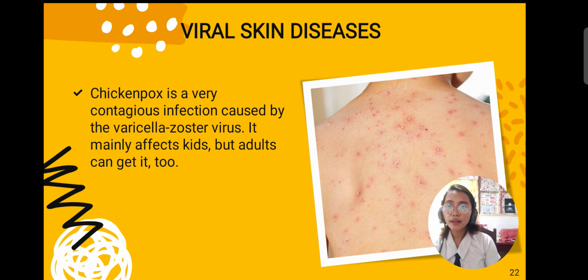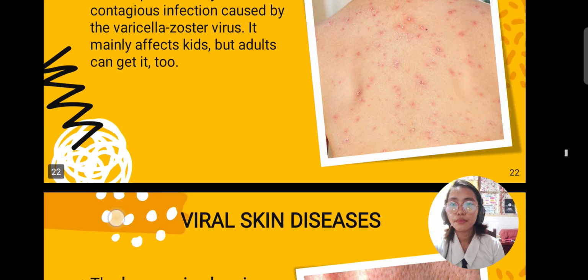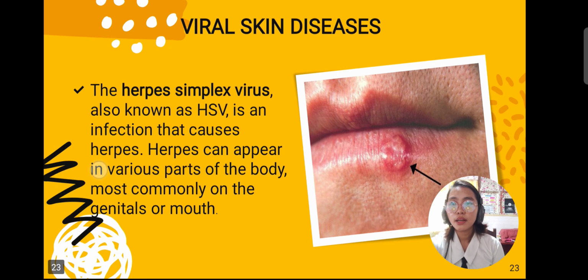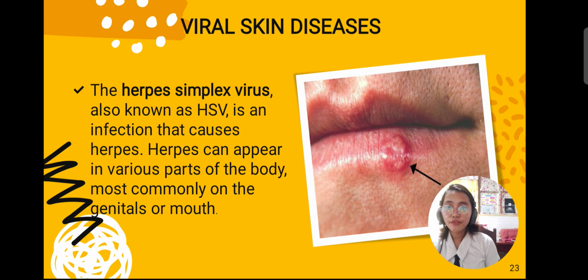Next is chickenpox. It is a very contagious infection caused by the varicella zoster virus. It mainly affects kids, but adults can get it too. The herpes simplex virus, also known as HSV, is an infection that causes herpes. Herpes can appear in various parts of the body, most commonly on the genitals or mouth.